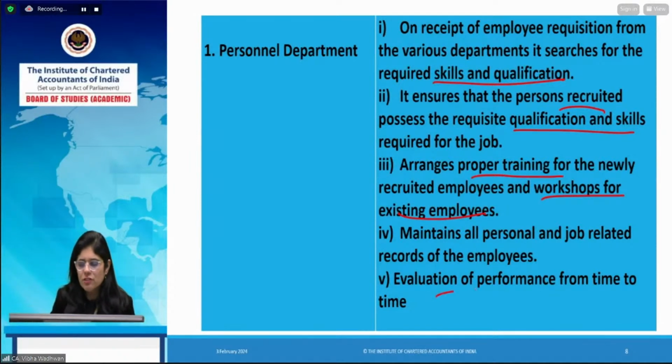And evaluation of performance from time to time. HR department is also responsible to evaluate the performance of the employees as per the required standard. So any incentives, any overtimes, promotions and transfers from one job to another, everything is decided in the personnel department.